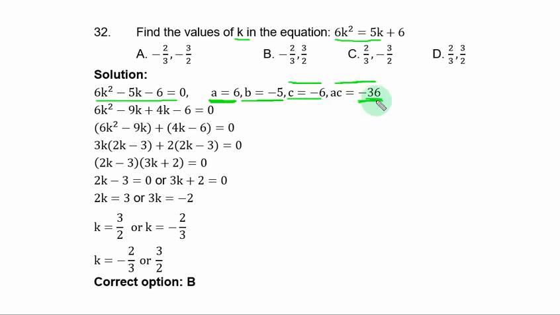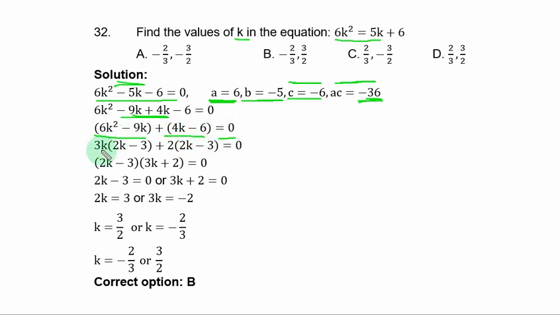Such factors are -9 plus 4. What you do is that you express the factors in terms of K, the variable in the equation, and you replace the middle term with the factors in this form. The purpose is to have 4 terms, then you factorize by grouping. So the first 2 terms, the first bracket, the last 2 terms, the second bracket, you equate it to 0.